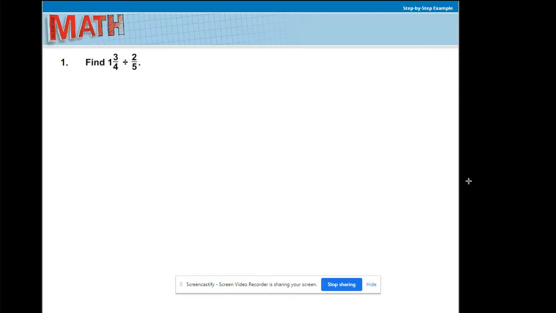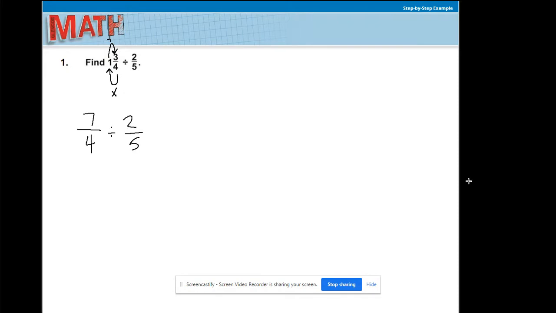by 2/5 is. So just like we've been doing previously, we are going to make our mixed number into an improper fraction. How you do that is you take 4 times 1, which is 4, plus the top number, which is 3. So 4 plus 3 is 7, and then you leave the 4 on the bottom. Then we divide by 2/5.